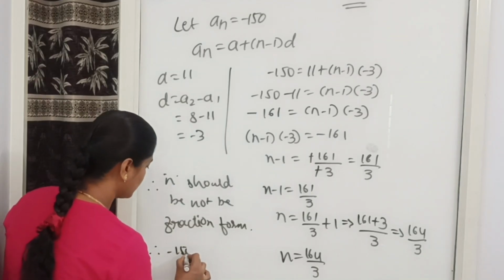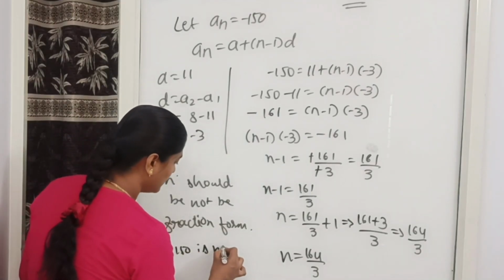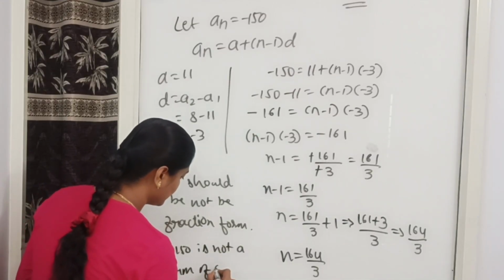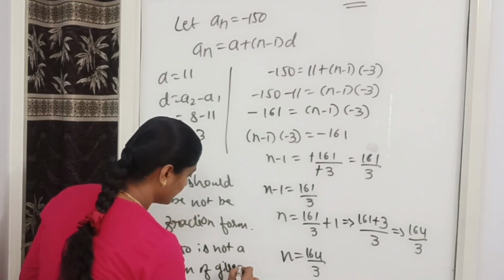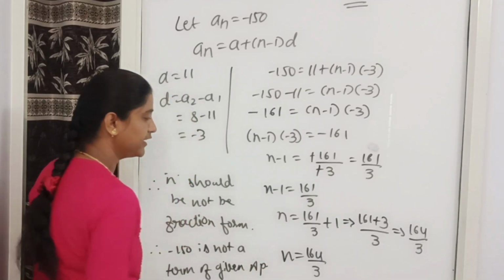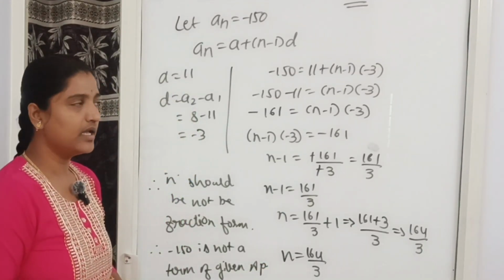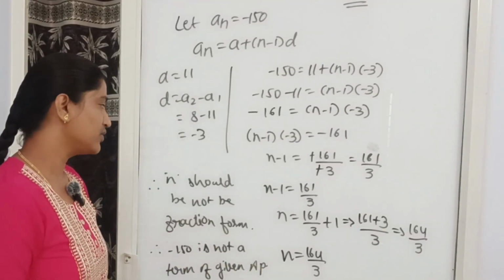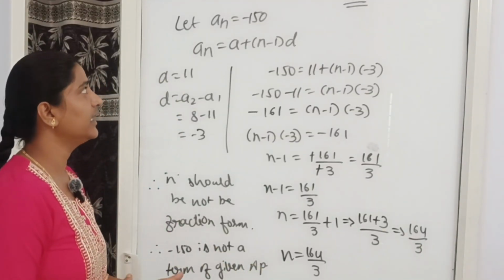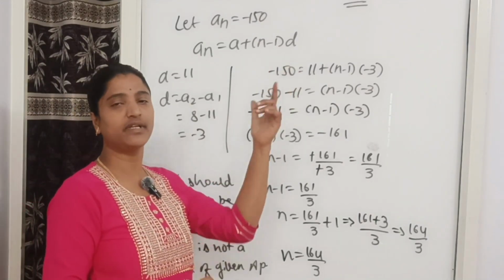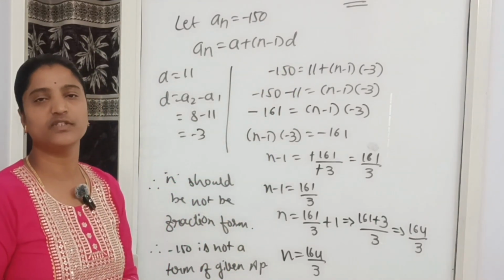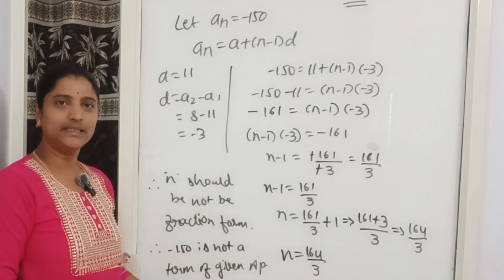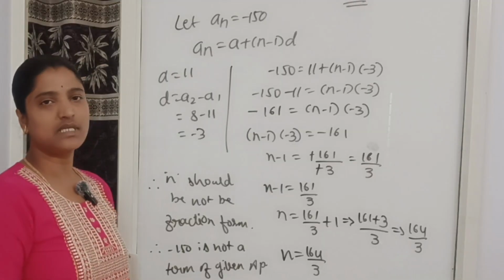So minus 150 is not a term of the given AP. N should be a whole number. Here it came in fraction form, that too not divisible, so we can't take it as a number of terms. That is why we can conclude that minus 150 is not a term of this given AP. Clear? Let us move to the 7th question.